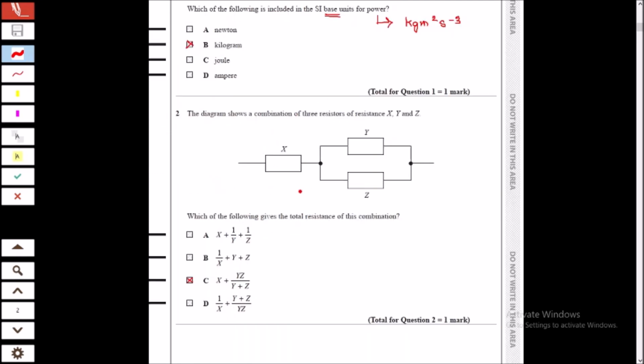So this is a very simple question. How do you find the combined resistance of this system? When the resistances are in parallel, the total resistance is given by 1 by y plus 1 by z. So this will give you the total resistance of the parallel circuit. Then if you make it the subject and add it with x, you get the total resistance of the entire circuit. In series, we add the resistances, and in parallel, we use this formula.